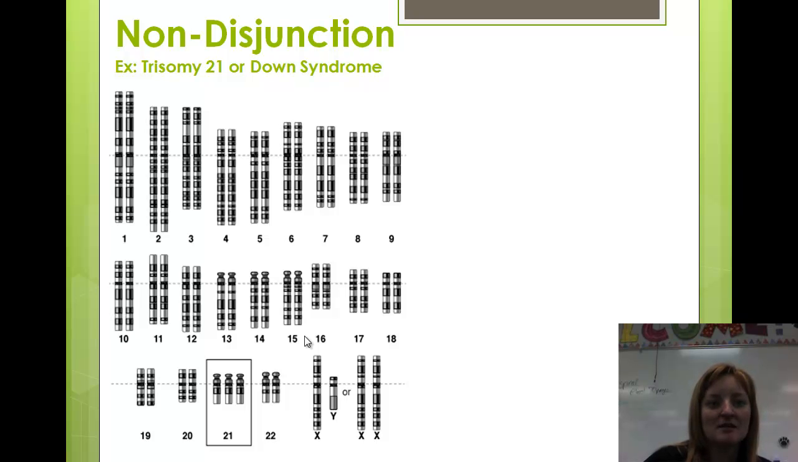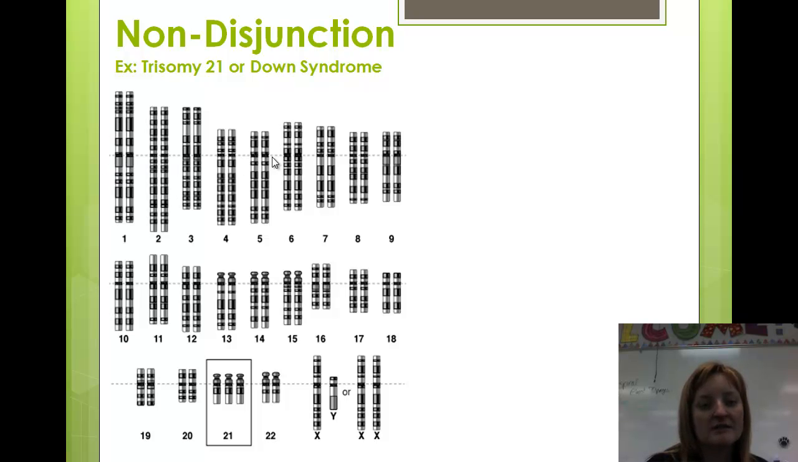Non-disjunction. The example I'm going to go over is called trisomy 21, or Down syndrome. This picture that you're seeing here is called a karyotype. Okay? And with a karyotype, this is all your chromosomes. We have 23 pairs, or 46 total. So like if you have 23 pairs of shoes, you actually have 46 shoes. You're supposed to have a pair for each chromosome number.